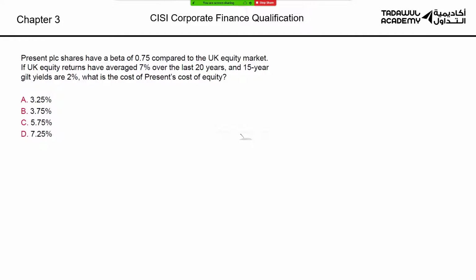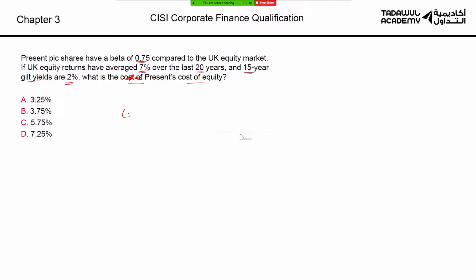Present PLC shares have a beta of 0.7 compared to the UK equity market. If the UK equity market returns average 7% over the last 20 years and 15-year gilt yields are 2%, what is the cost of equity of Present? What is Present's cost of equity?